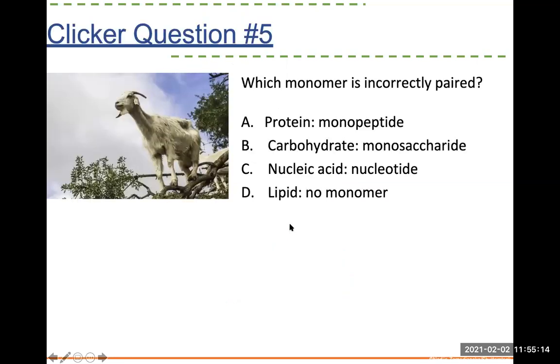So last, I think this is almost end of the lecture. There's a question for you guys. Which monomer is incorrectly paired? Look at these, see if the monomers are correct for each. Lipid, no monomer. There is no monomer for lipids. We did not talk about any monomer for lipids.